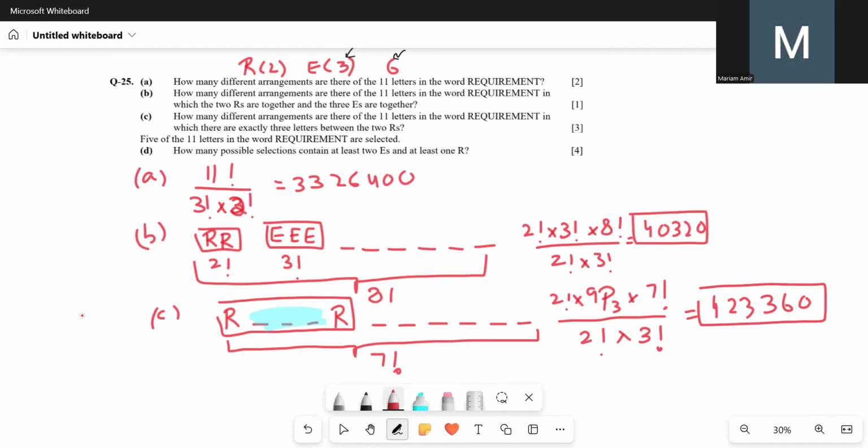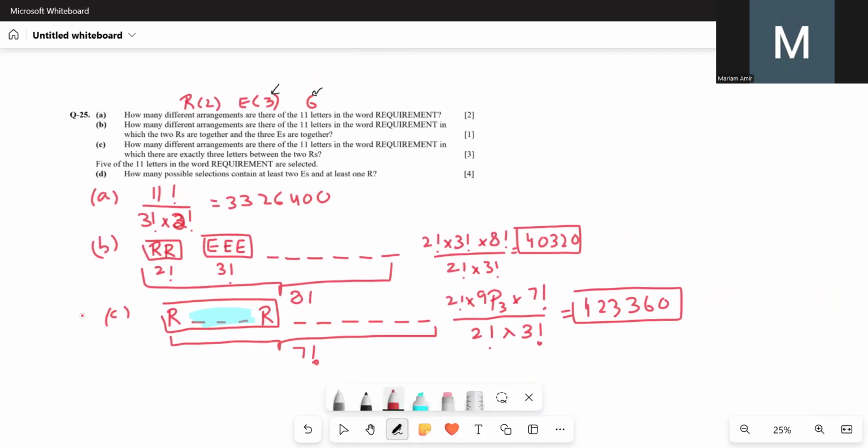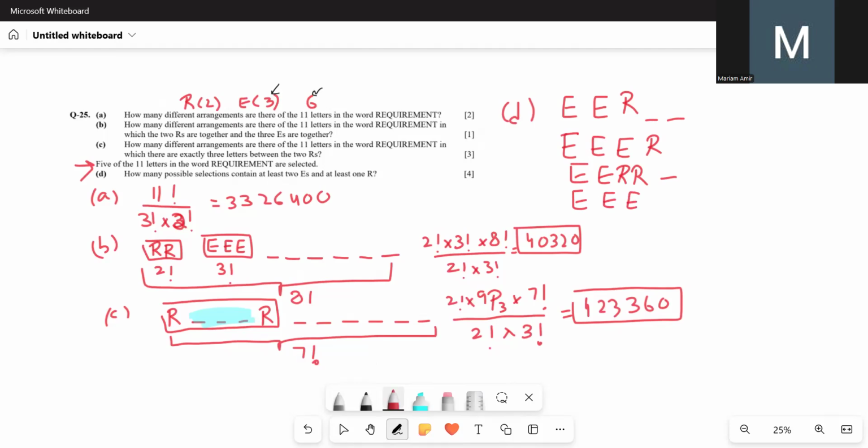Okay. Part D. 5 of the 11 letters in the word requirement are selected. How many possible selections contain at least 2 E's and at least 1 R? Now that would be at least 2 E's, so we can take E and another E, then another R. So we have E, E, R, and then we'll have 2 more alphabets. Either that, or we could have 3 E's and an R and 1 more alphabet, or we could have 2 E's, 2 R's, and another alphabet, or we could have 3 E's and 2 R's.